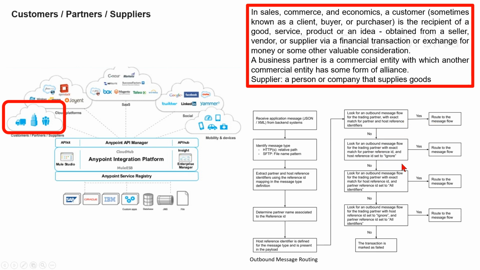If no, look for the outbound message flow for the trading partner with exact match for partner reference ID and host reference ID set to ignore, and if yes, route to the message flow. If no, look for an outbound message flow for the trading partner with exact match for host reference ID and partner reference ID set to all identifiers. If yes, route to the message flow, and if no, look for an outbound message flow for the trading partner with host reference ID set to ignore and partner reference ID set to all identifiers. If yes, route to the message flow, and if no, the transaction is marked as failed.